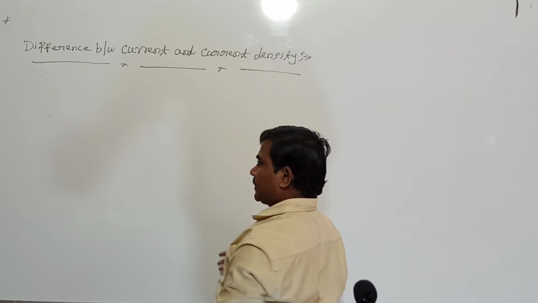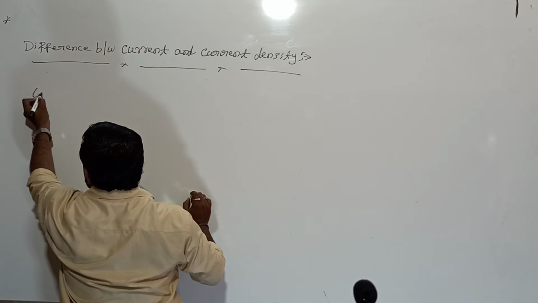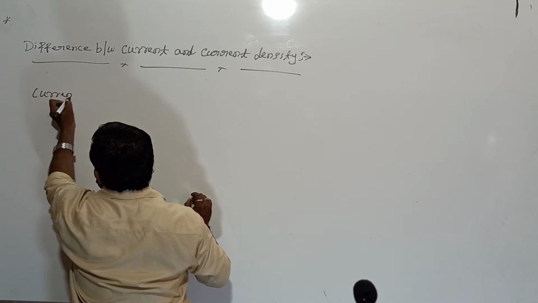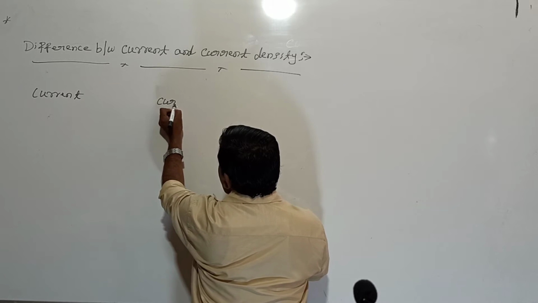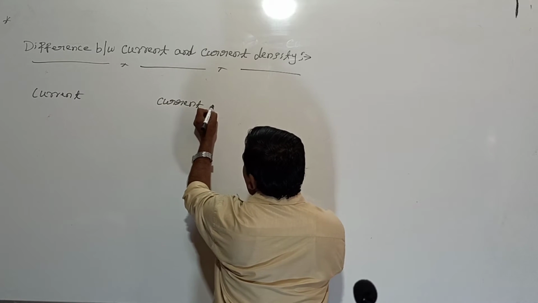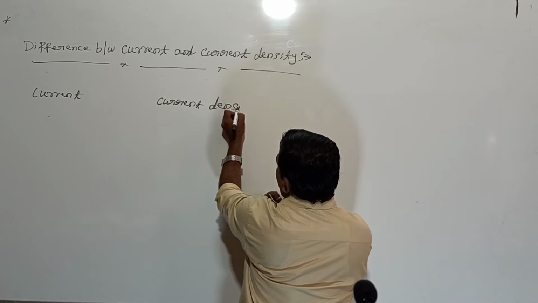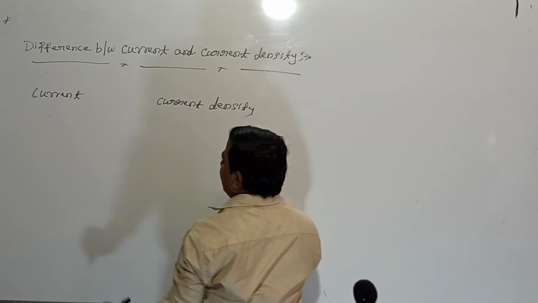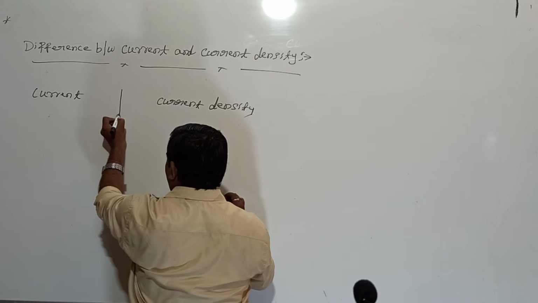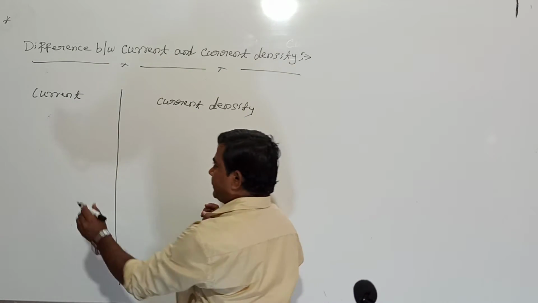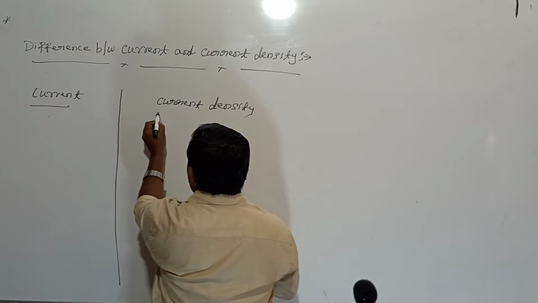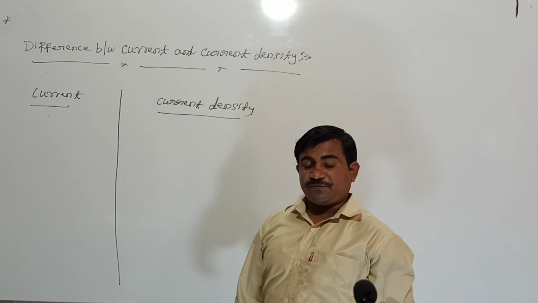Two columns we will make, students. See here, in one column I will take the current, in another column I will take current density. Right? Two columns are here. So current and current density, one by one you can take. First difference we can make.